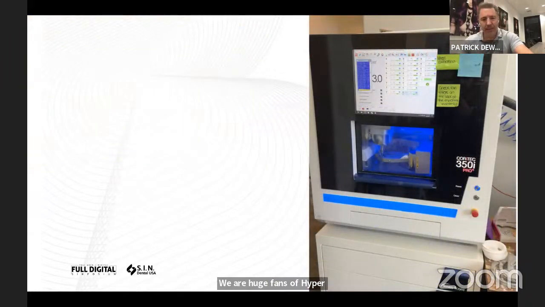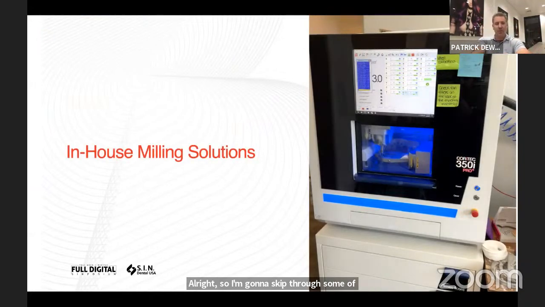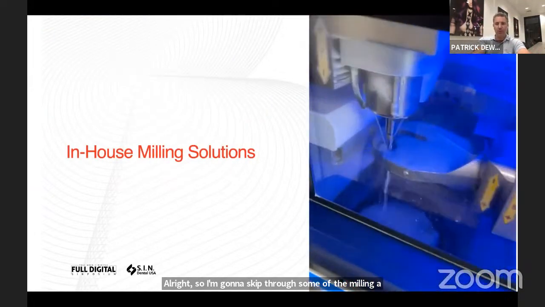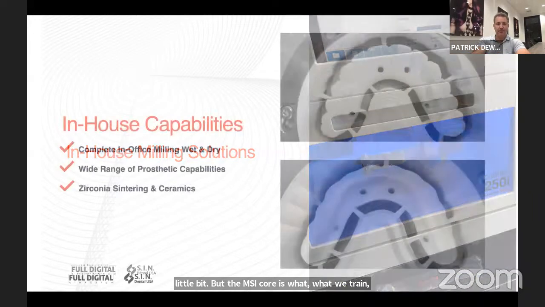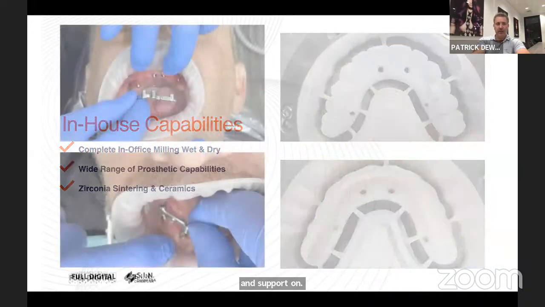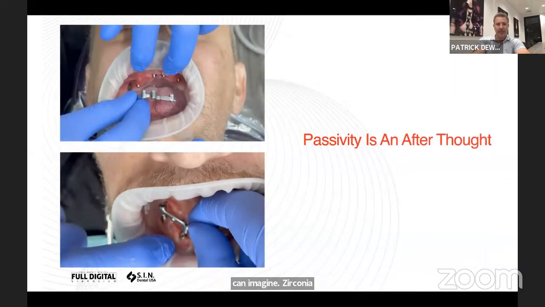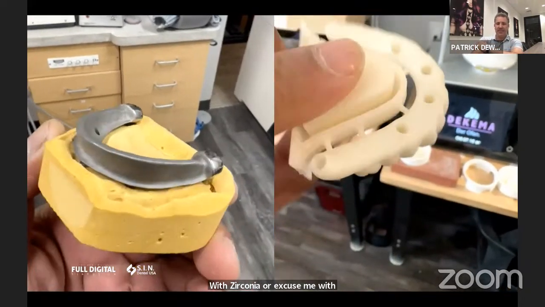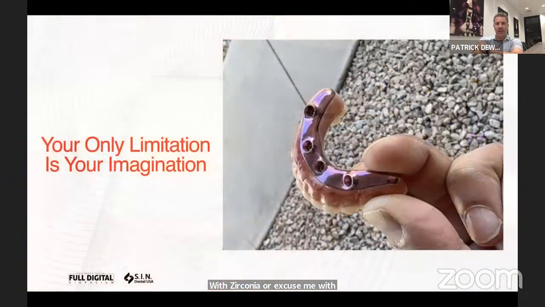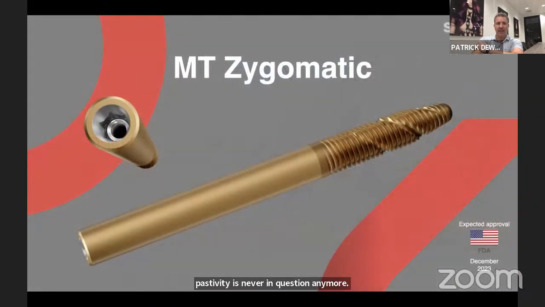All right, so I'm going to skip through some of the milling a little bit, but the IMSI Core is what we train, sell, and support on. It is capable of milling pretty much everything you can imagine. Zirconia, Emax, titanium. With photogrammetry, the passivity is never in question anymore. It's 100% accurate every time.